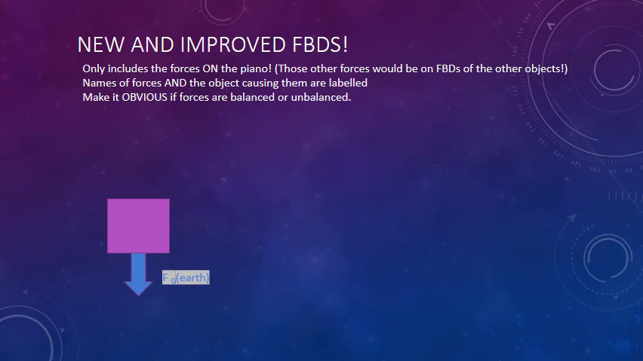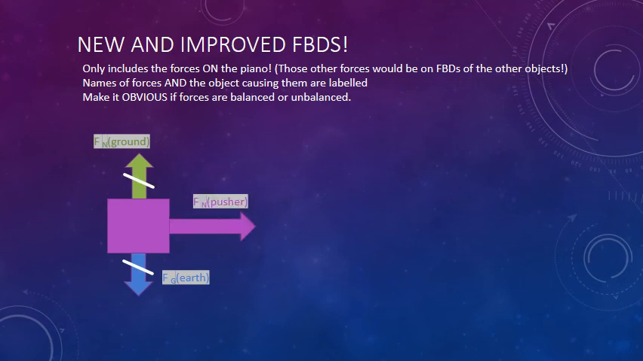So if this is the piano, I'm going to say there's a force of gravity from Earth downwards on the piano. There's a normal force upwards on the piano from the ground, and those two are equal to each other. There's a normal force to the right from the piano pusher, and there's a friction force to the left from the floor. Those are not equal to each other in this case, so I made the pusher a larger arrow than I made the floor.